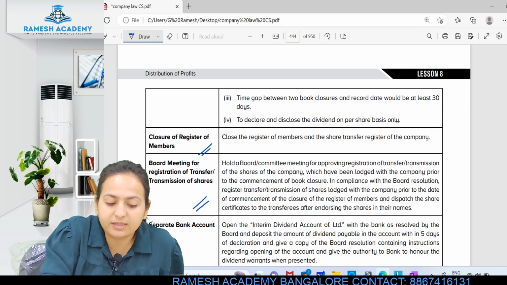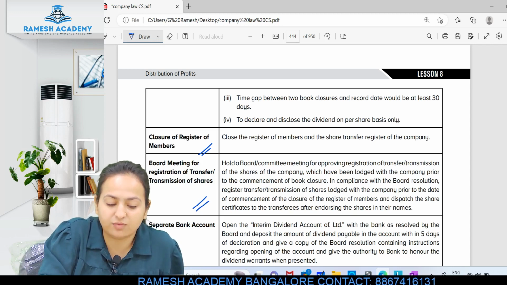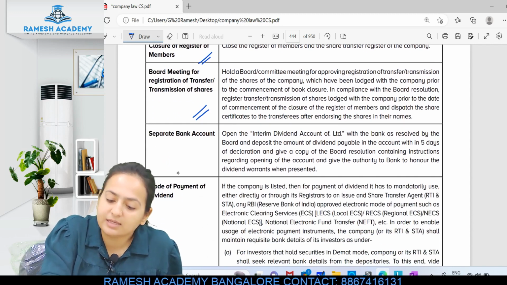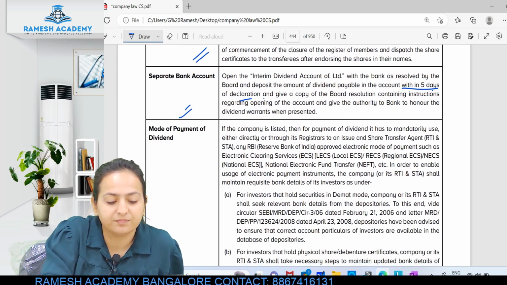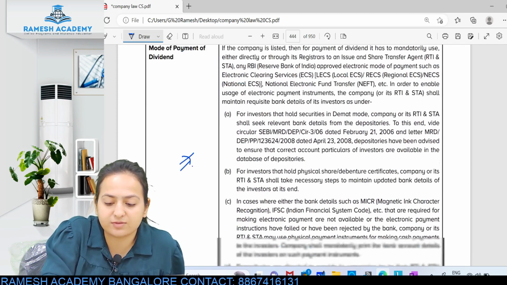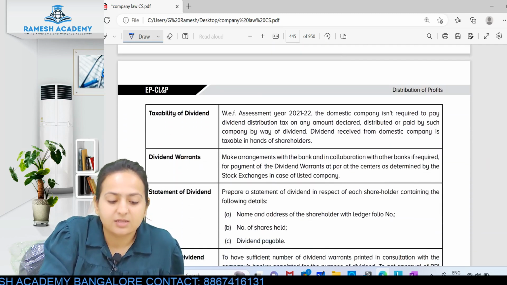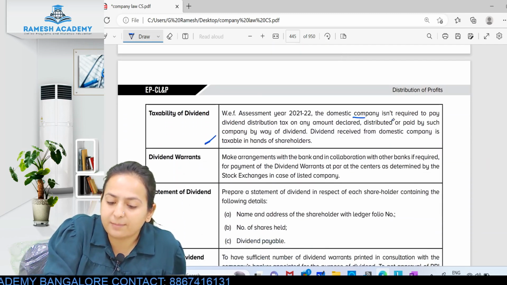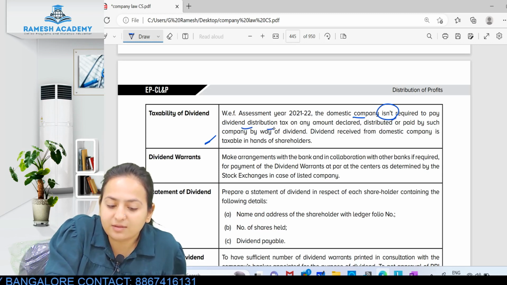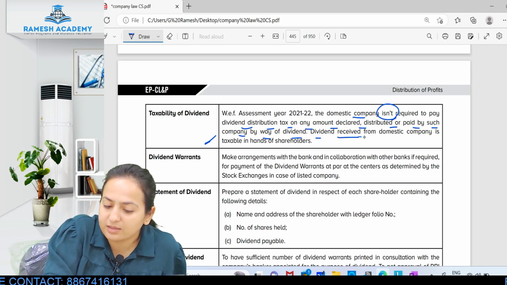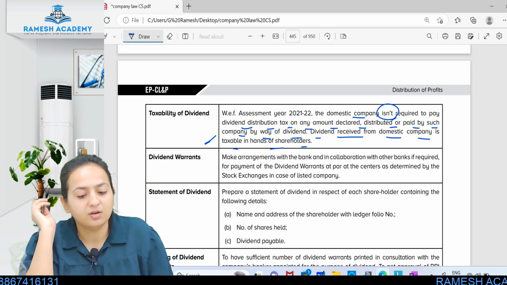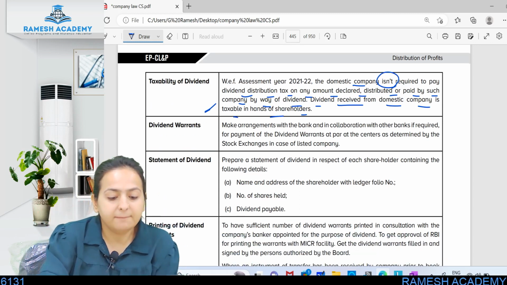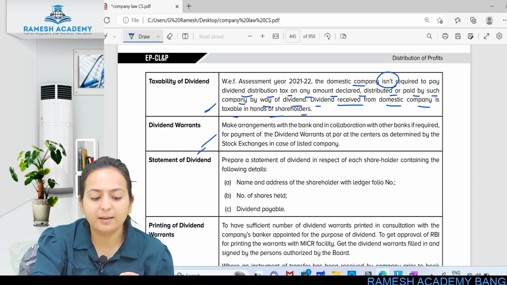Then a board meeting will be conducted for registration of transfer or transmission of shares. A separate bank account will be opened within 5 days of the declaration. Then the mode of payment will be, we have said, online or cash. Taxability of the dividend: a domestic company is not required to pay dividend distribution tax on any amount declared, distributed or paid by way of cash as dividend. Dividend received from a domestic company is taxable in the hands of the shareholders. Yes.